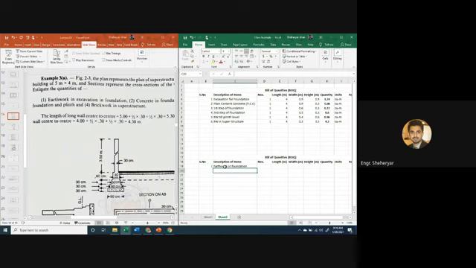Now categorizing them as long walls and short walls, long wall, short wall. Okay.